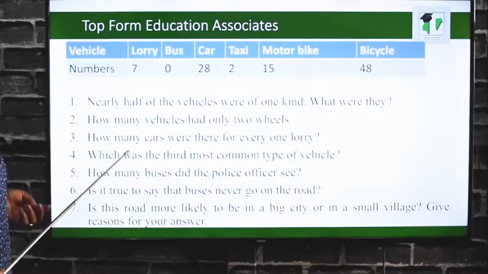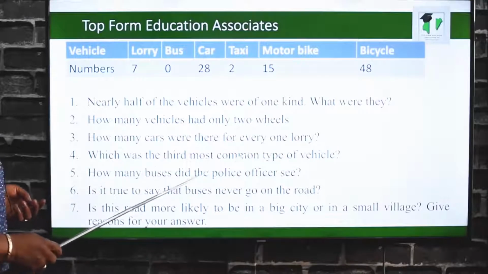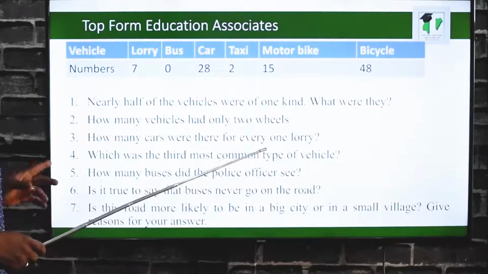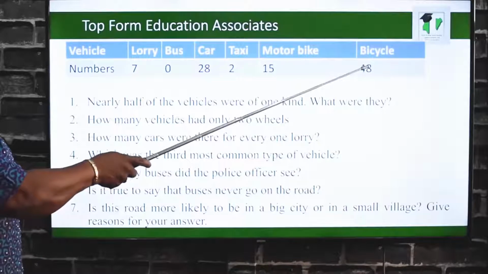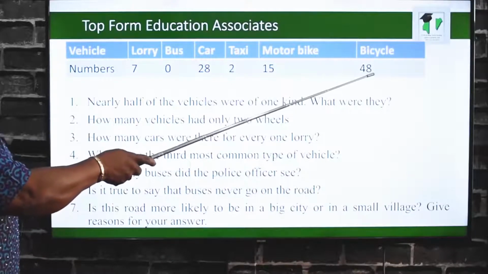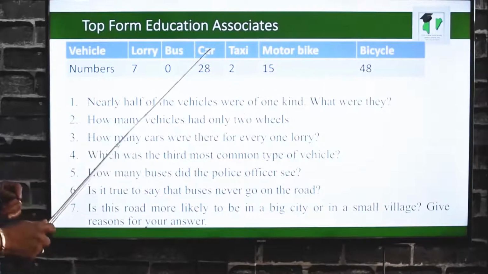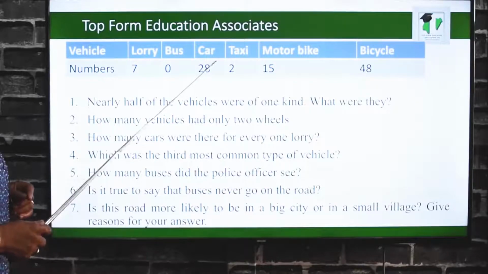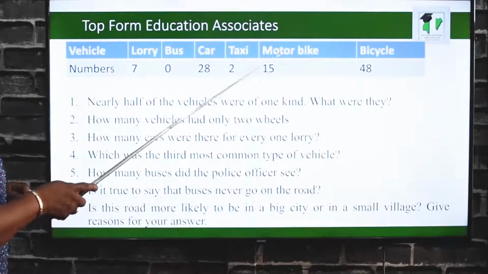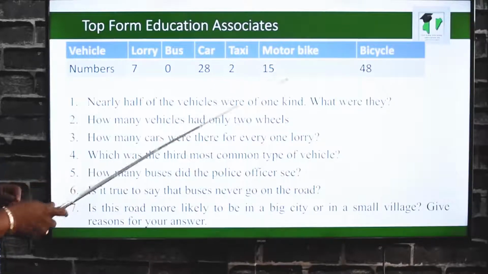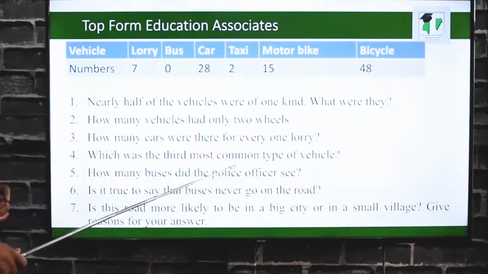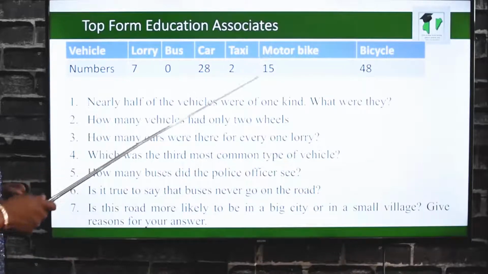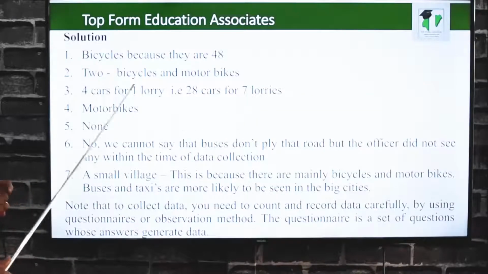Question number 4. Which was the third most common type of vehicle? The first is bicycle with frequency 48. Second is car with frequency 28. And third is motorbike with frequency 15. Third most common should be motorbikes.